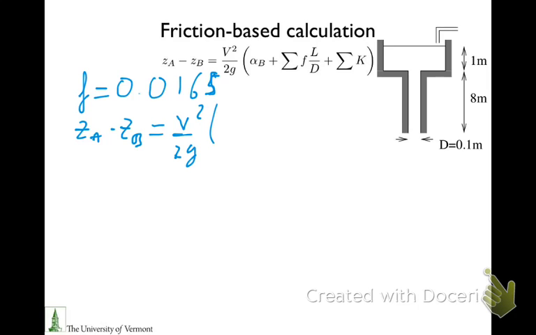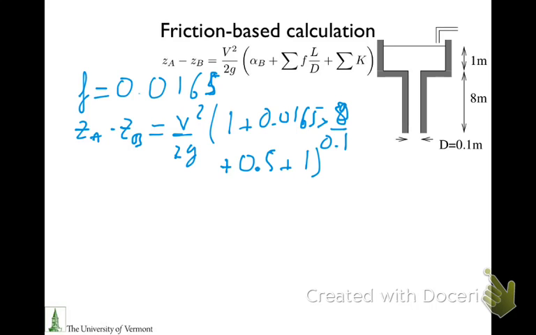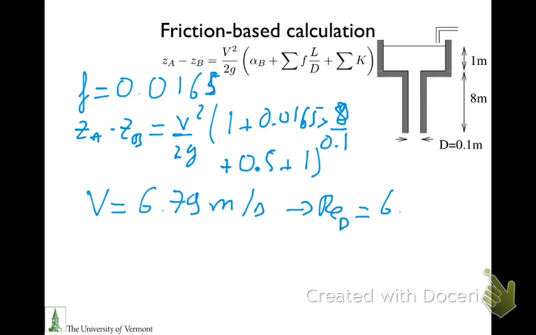Alpha B, well, the Reynolds number is very high, so we can safely say that it's turbulent, or at least from the estimated velocity, plus we have only one friction loss, so that 0.0165 times 8, sorry, over 0.1, plus 0.5 minor loss for the entrance plus 1 minor loss for the exit, and with all of this you get V equal to 6.79 meters per second, which gives you a corrected Reynolds number, now about half of what we had before, 6.8 times 10 to the 5.